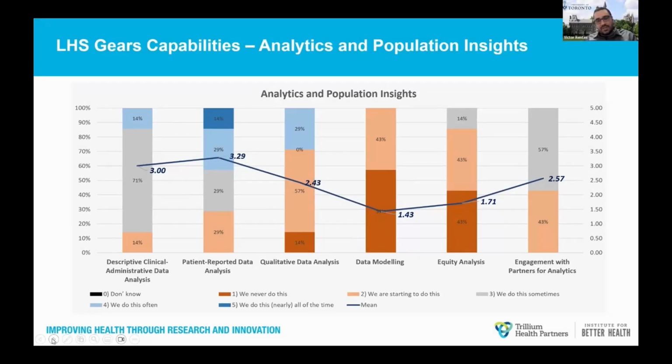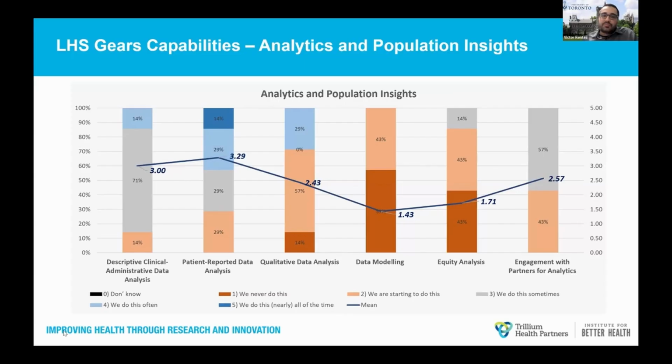So what we did in this is we drilled down a little bit further into that question and asked about the extent to which the specific activities within this gear are enacted. So this shows the results for the first gear, for the analytics and population insights that we're discussing, right? Each stacked bar is one attribute or one specific activity within that gear. And the blue line shows the mean scores for each one of these attributes, right?